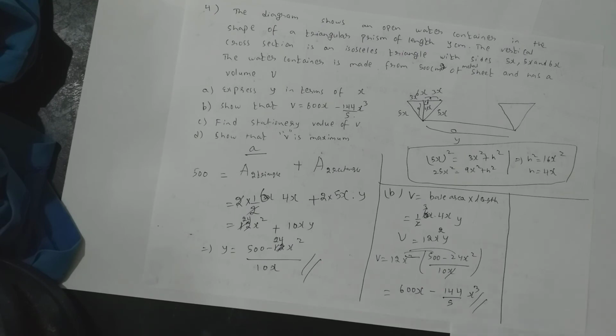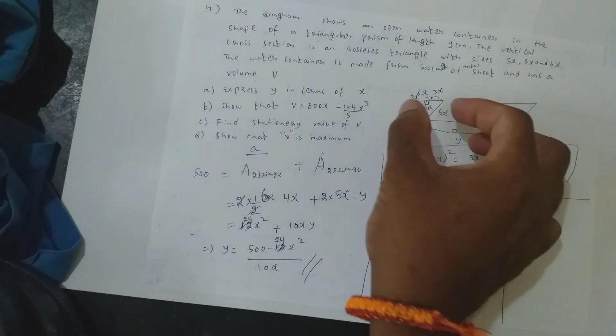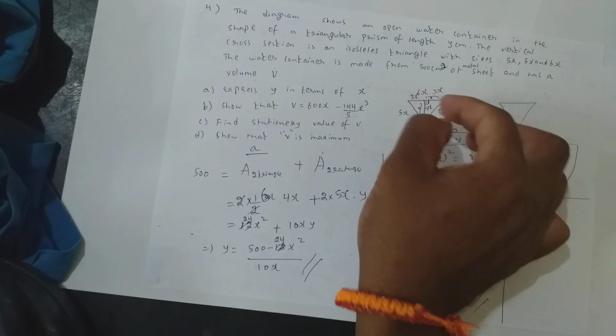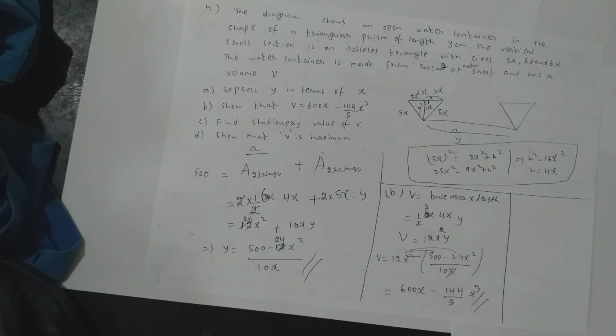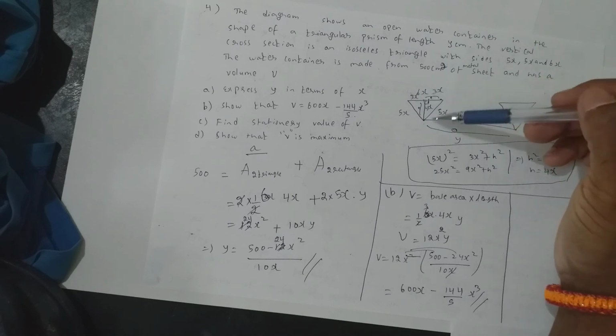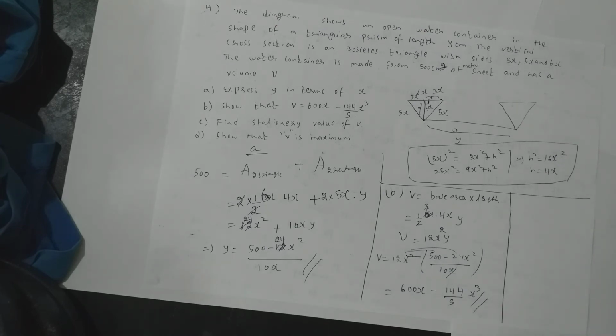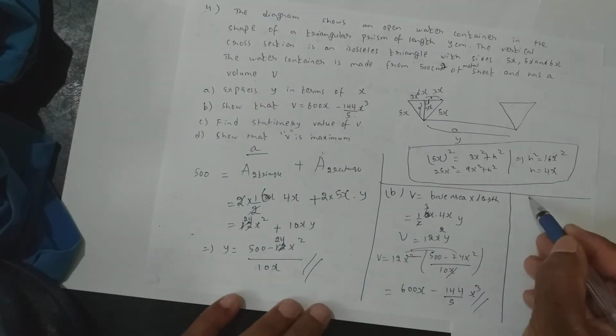Am I clear? If I take the base to be 3x, I get only half of the triangle. To get the entire triangle area, I need to take the base to be 6x. Is that difference clear? Don't make that mistake. If you take 3x, you get only this area of the triangle. If you take 6x, you get the entire area of the triangle. Okay, let's continue. Let us see the C1.